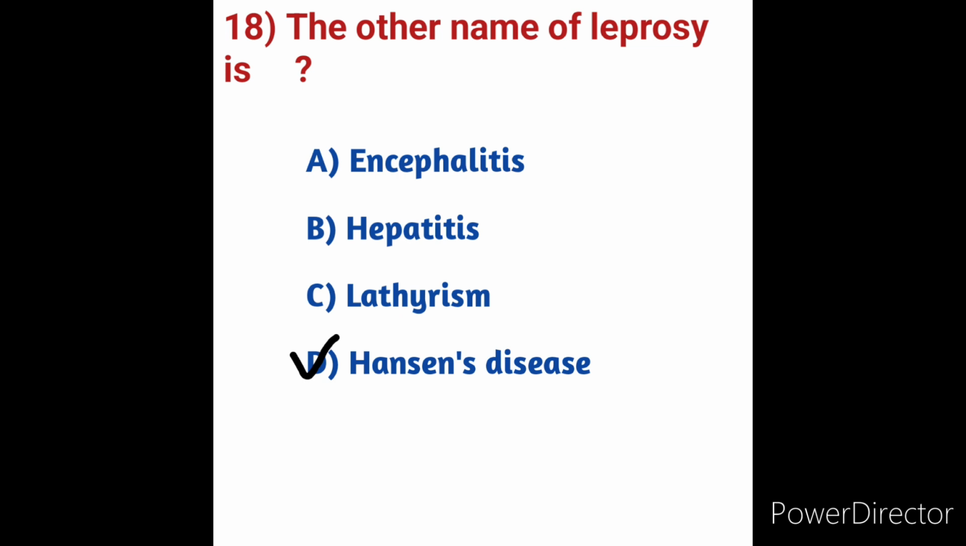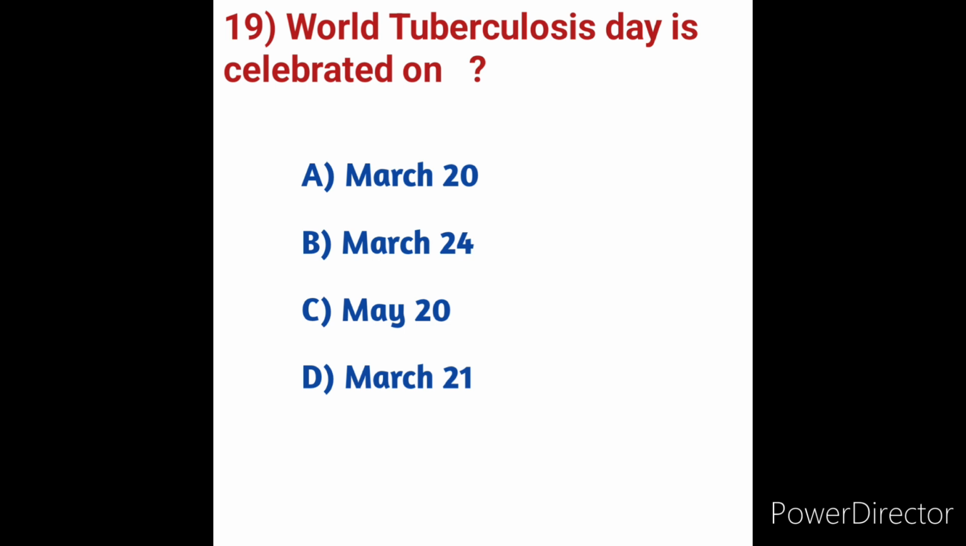Next we will move on to question number 19. World Tuberculosis Day is celebrated on which date? We will see the options. Option A, March 20. Option B, March 24. Option C, May 20. Option D, March 21.